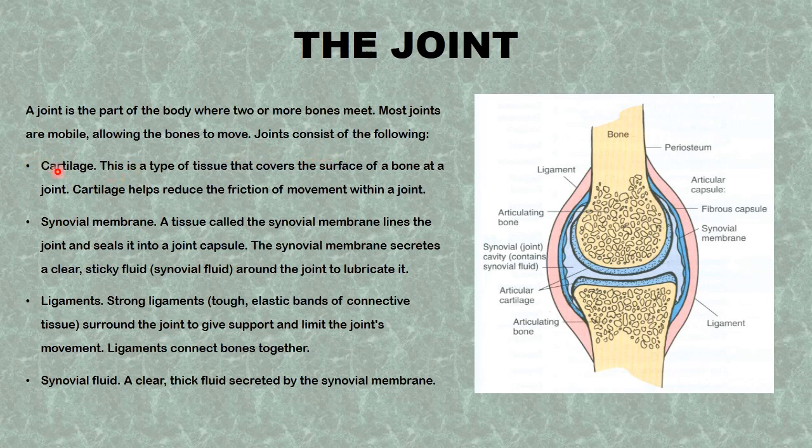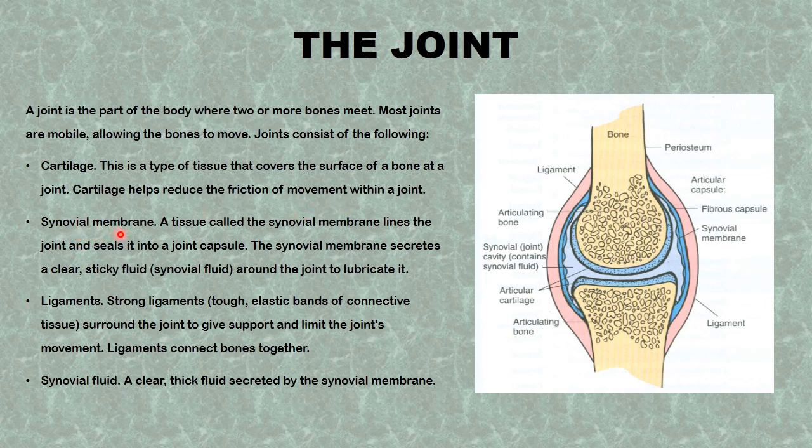We have the cartilage here. As you can see right here, this is the cartilage, or what we call articular cartilage. Now this is a type of tissue that covers the surface of a bone at a joint. Cartilage helps reduce the friction of movement within a joint.